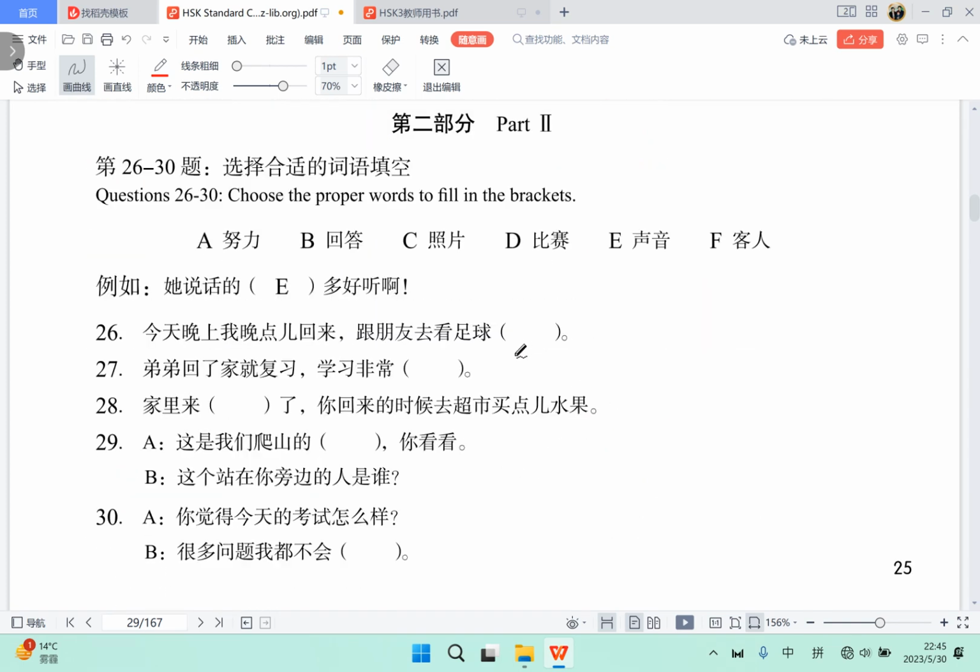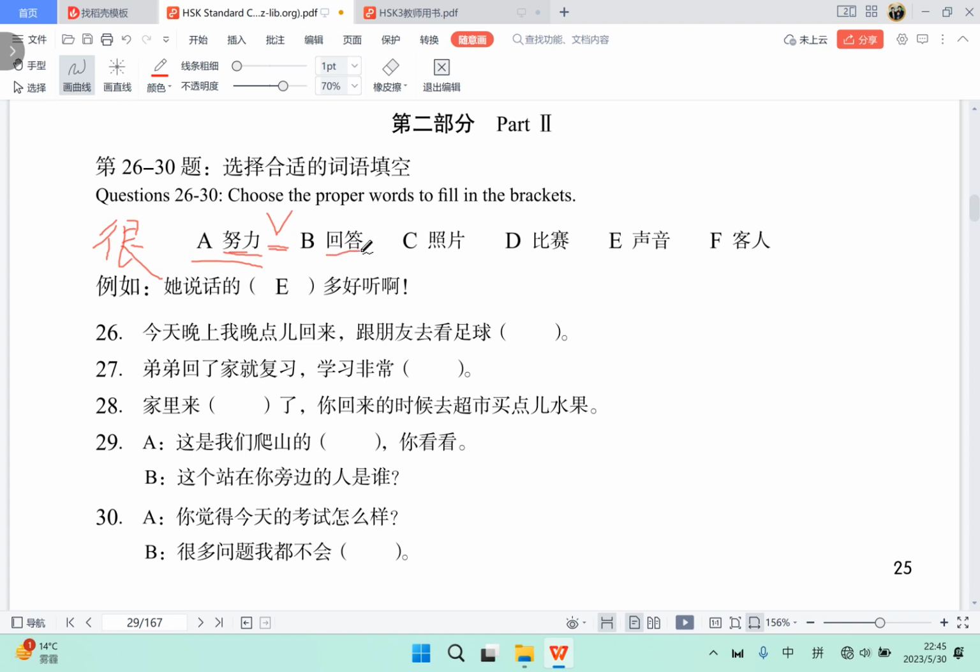Okay, second part of the reading, we check the options first. First one, A 努力, so very hard, work hard. Normally it's 努力学习. So this could be an adverb or an adjective. If this word is before a verb, that means 努力 is an adverb. But after 很, it should be an adjective.